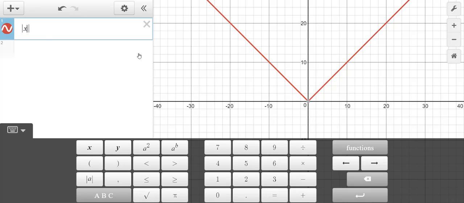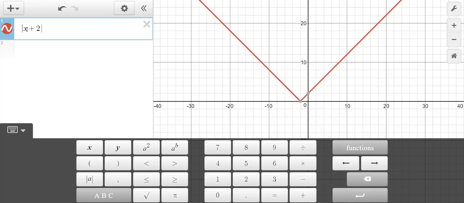So if I change the interior of the absolute value from x to x plus 2, in order to see the vertex, I still need to be feeding a 0 into the absolute value, which means I need x to be negative 2 so that x plus 2 produces that 0 that I need to see. And so x plus 2 inside the absolute value shifts it to the left by 2 units.